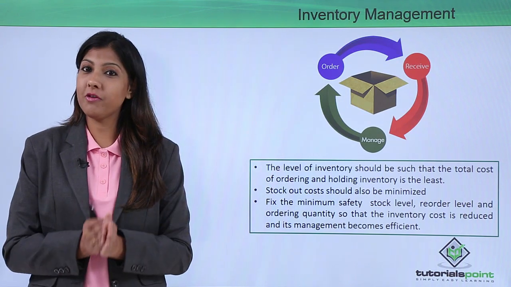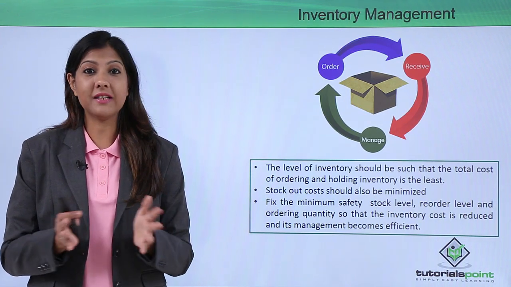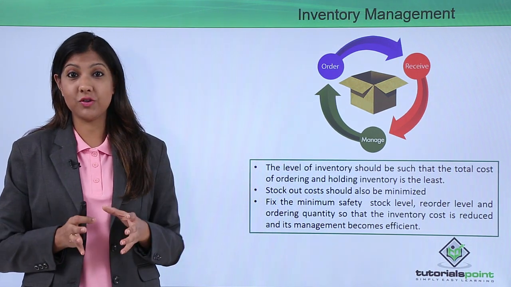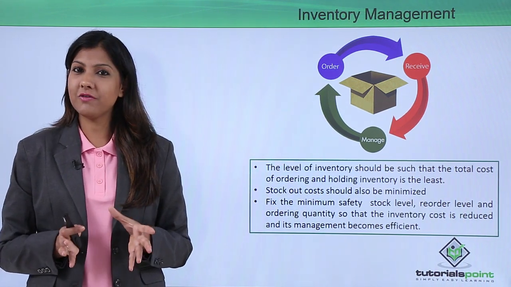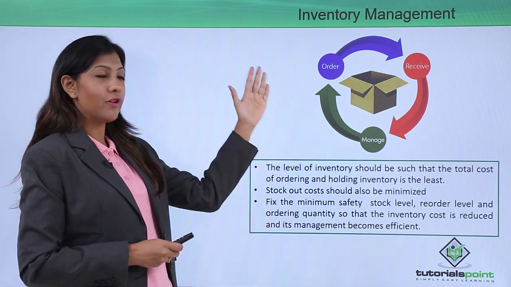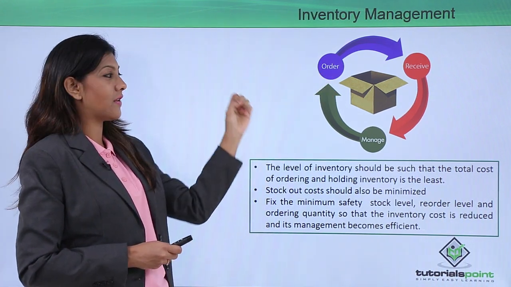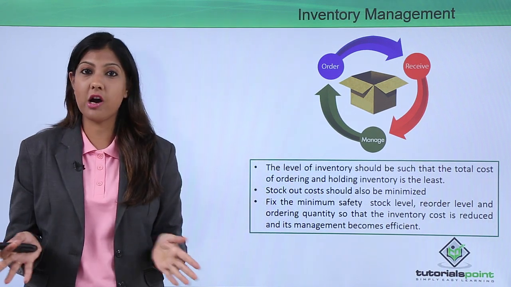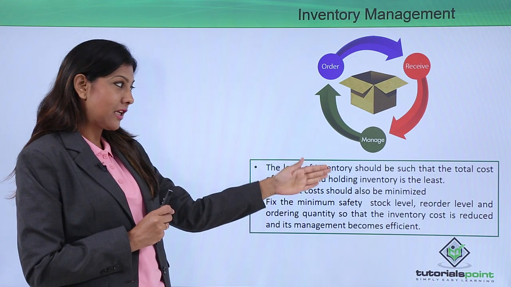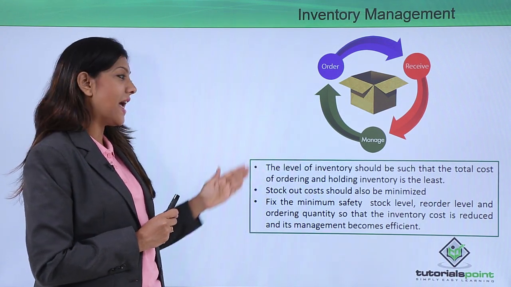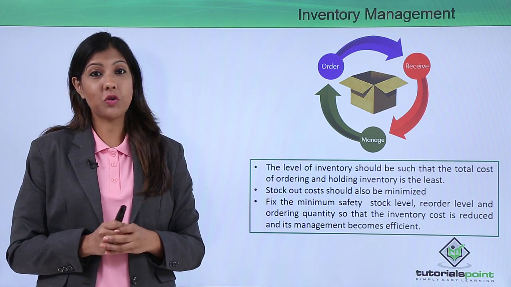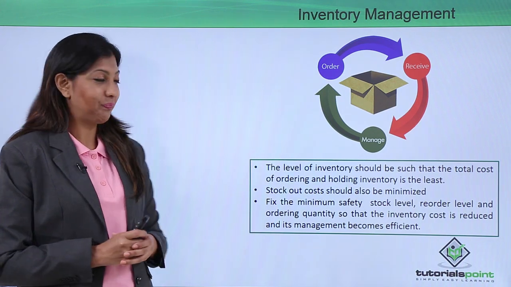Talking about inventory management, well, as an organization or as a corporate, you will definitely have inventories which are coming in. So how do you manage those inventories? I would suggest there has to be a very fine balance between ordering the products, receiving the products, as well as managing them in your warehouse or stock house, whatever you have. The level of inventory should be such that the total cost of ordering and holding inventory is the least. And that is where most of the organizations really falter.